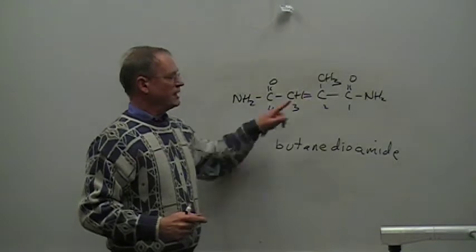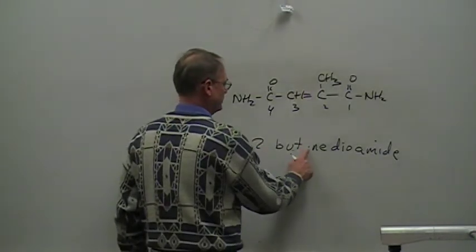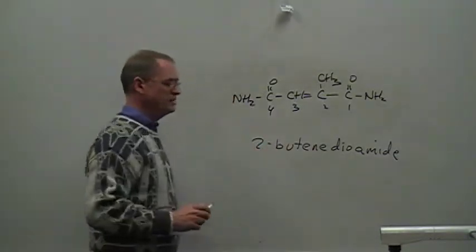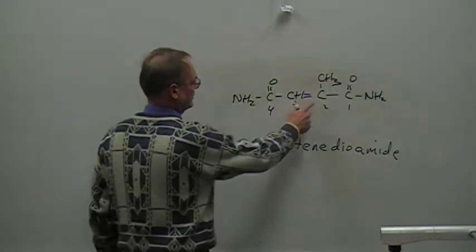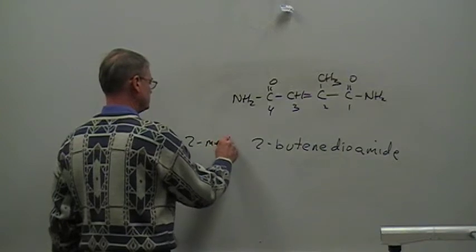Okay, so how do we indicate where the double bond is? We put a 2 in front of this name, and we change the A of butane to butene. So it's 2-butene dioamide. And we also have to indicate that there's a methyl group at carbon number 2, so 2-methyl.